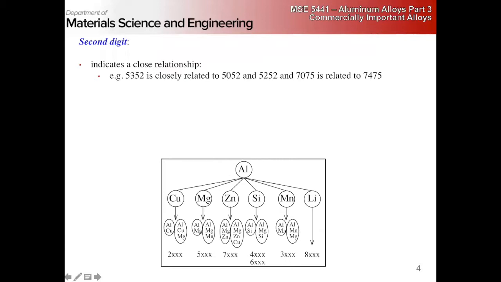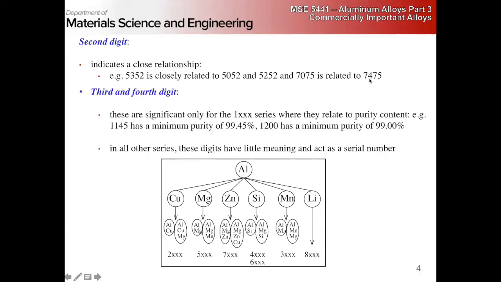The second digit indicates a close relationship. So 5352 should be closely related to 5052 and 5252, and 7075 is closely related to 7475. The third and fourth digit are just a serial number, and they don't have any meaning. It's just a kind of secondary designation, except in the 1000 series where it indicates the purity.